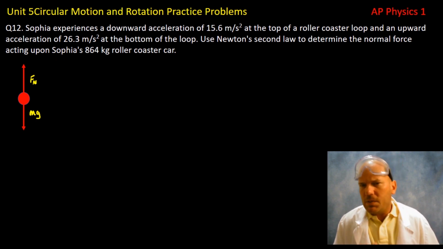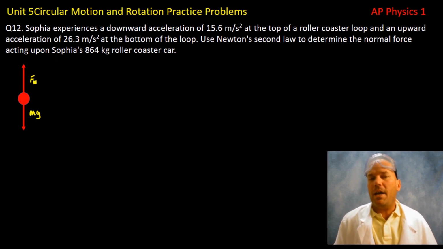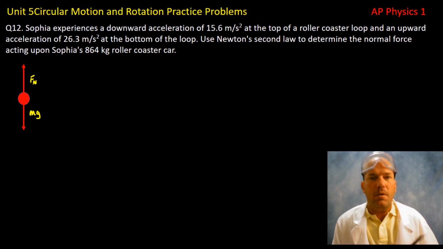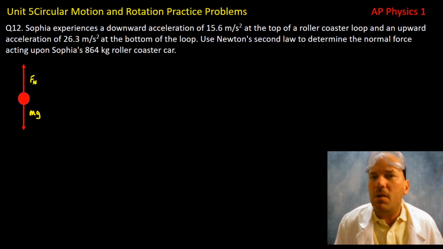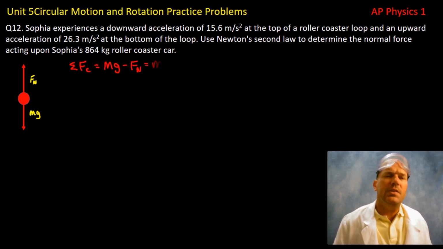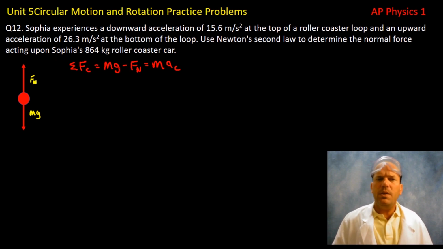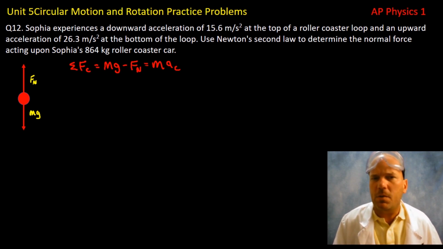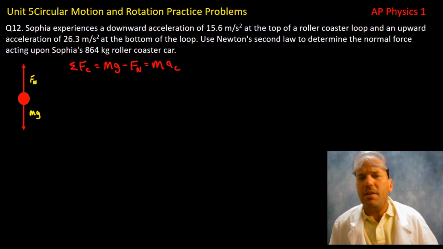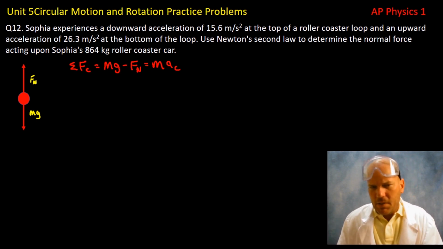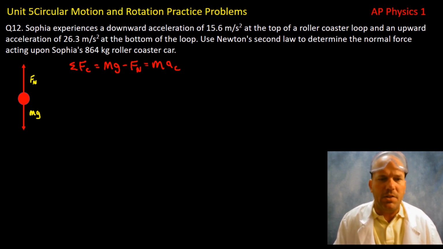We're using Newton's second law to determine force normal acting upon Sophia's roller coaster car for both of these scenarios. For scenario 1, we'll draw our free body diagram and label our forces, force normal and the force of gravity. We're going to sum the forces centripetally. So here we're going to have our one center-seeking force being the force of gravity, and we're going to subtract force normal and equal to mass times the centripetal acceleration here.